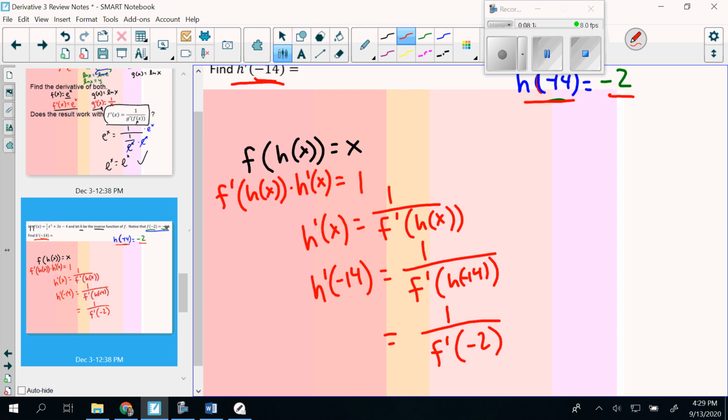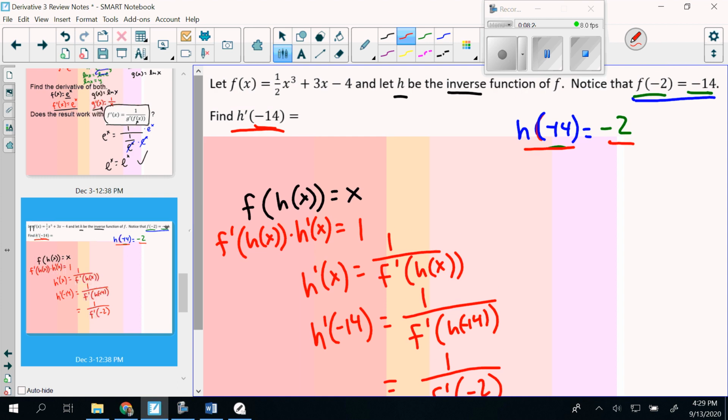All right, so now if we just figure out what's the derivative at -2, we got the answer. How do we figure out derivative at -2? I think we can do that up here. We know what function f is. F on the side here, let's find that derivative and then see what it is at -2. So derivative of that, just using our power rules, bring down the 3. So now we got 3 halves x squared. Derivative of the next one would be +3. And derivative of the last one's a constant, that's 0.